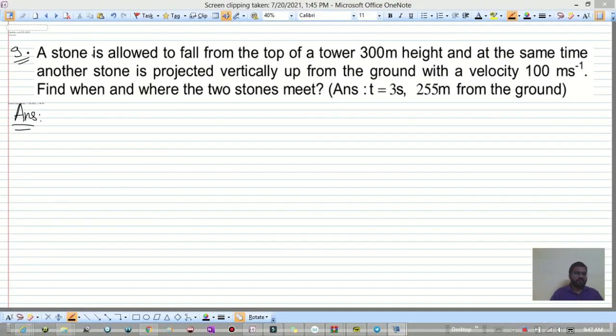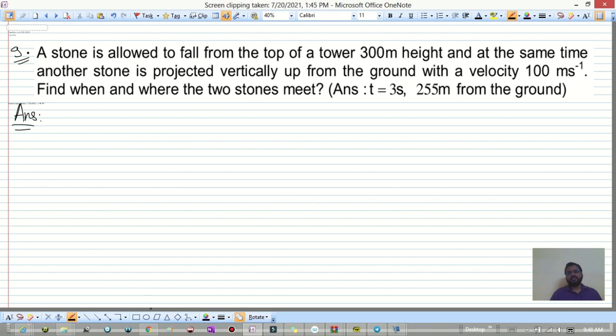So in this video I'll be giving solutions to the problems which I gave in DPP 2 and DPP 3. So see here, this is the ninth question which I gave as homework, and it is: a stone is allowed to fall from the top of a tower of 300-meter height, and at the same time another stone is projected vertically up from the ground with a velocity of 100 meter per second. Find when and where the two stones meet.